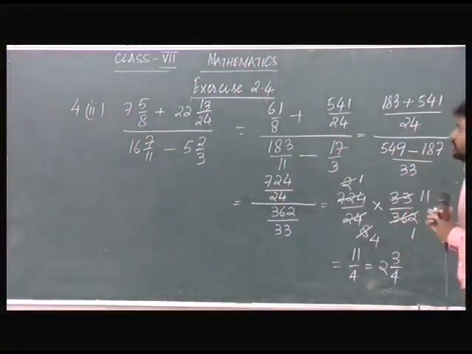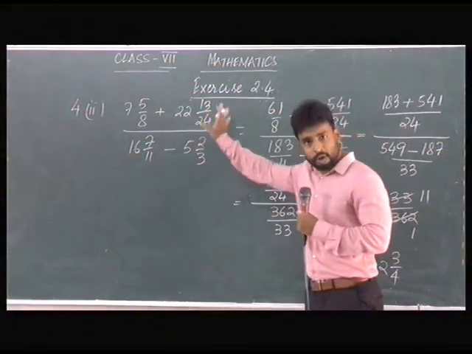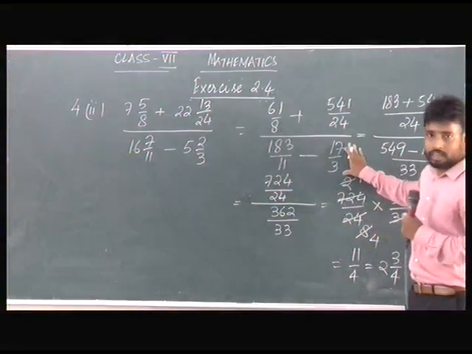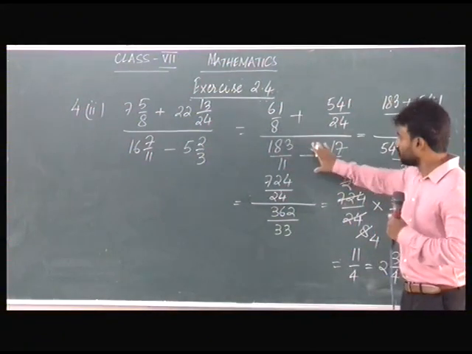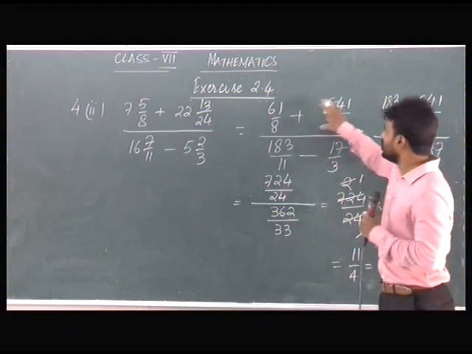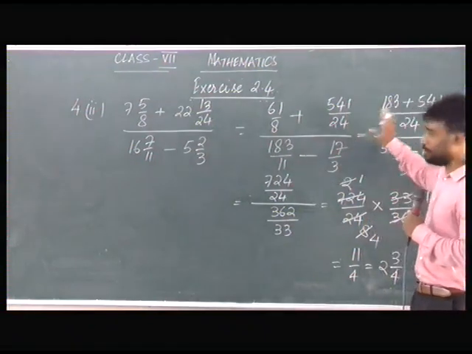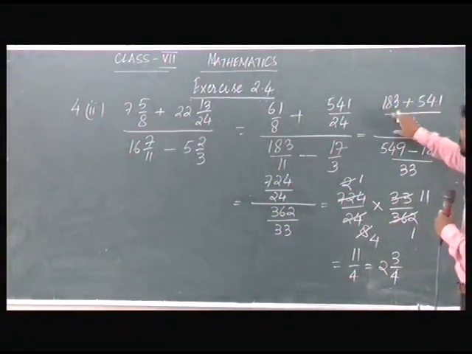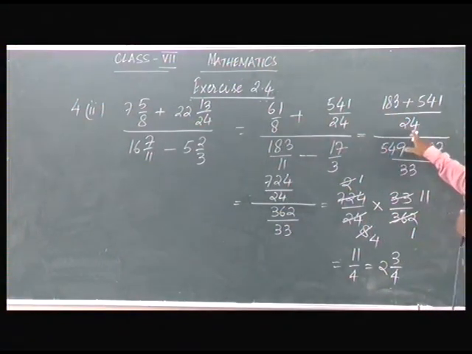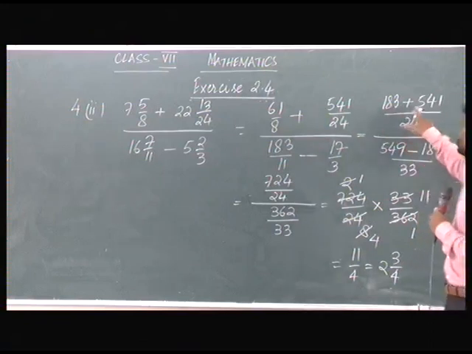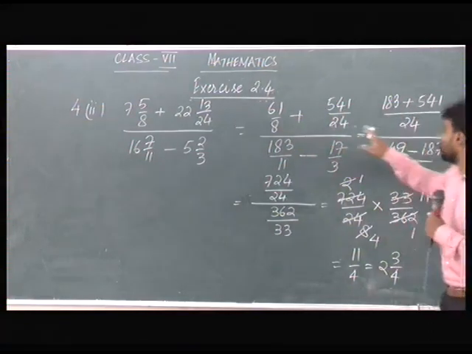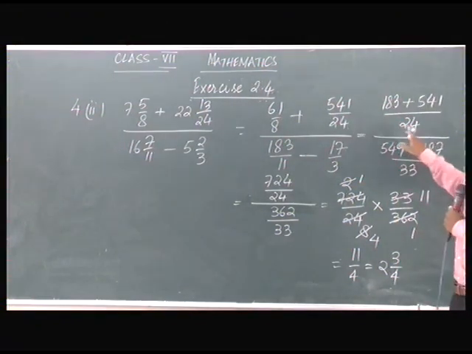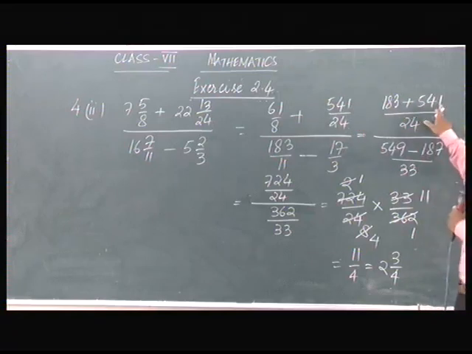So first of all, you'll change them into improper fractions, then add the numerators, and find the difference of the denominators. You have to add the numerators and find the difference separately, or you can do it the way I have shown you. Ultimately, the LCM of 8 and 24 will be 24. You'll get 183 plus 541 because 8 will go 3 times, 3 into 61 will give you 183. 24 will go 1 time, 1 into 541 will give you 541.